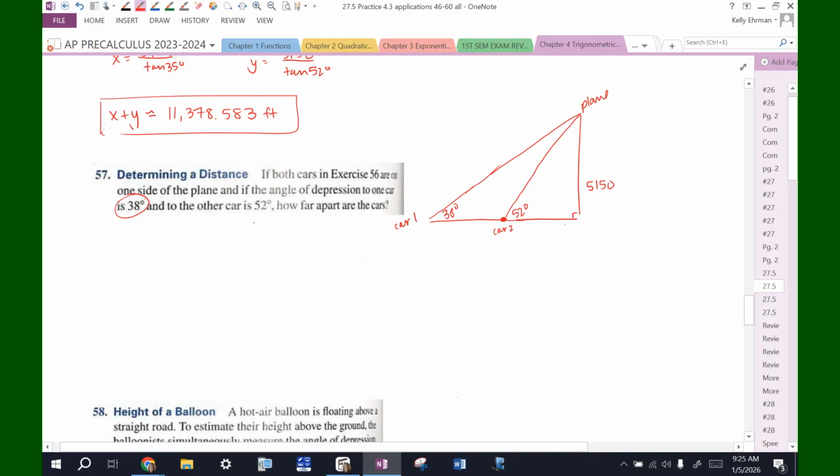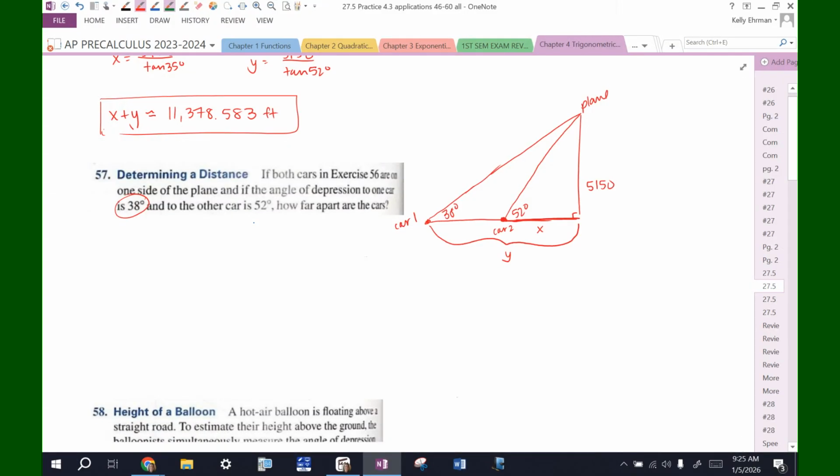What's the distance between the two cars? So this little distance from the base of the plane there to car 2, let's call that X. And then I'm going to put a Y right here. We've got this big right triangle out here. The distance from car 1 to the spot below the plane, that's going to be Y.